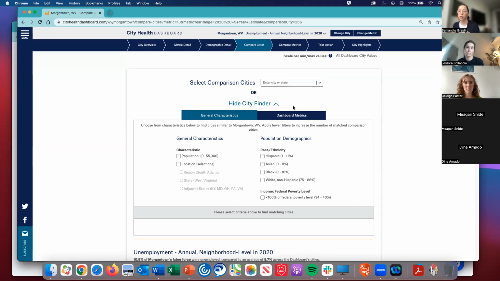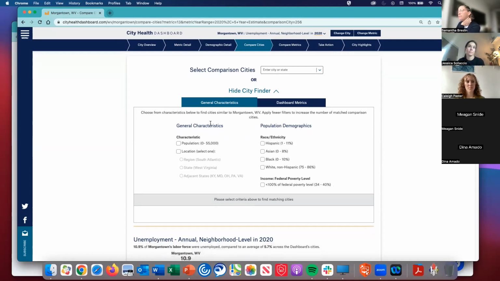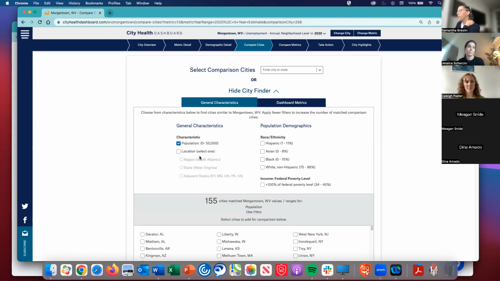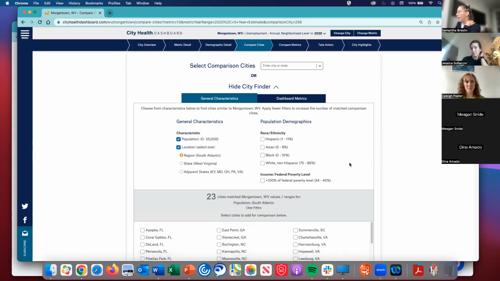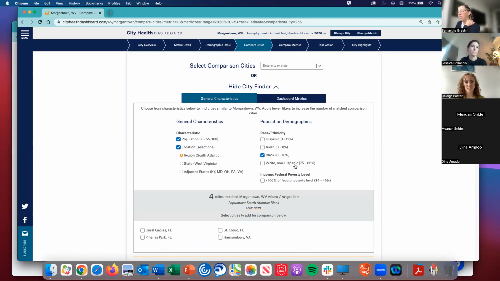And so for those places, or those people, or those users, perhaps they want to find other cities that match whatever's happening in their city. So we have the City Finder, which allows the user to select the filtering criteria that makes most sense to them and their work, to identify potential peer cities. So you can filter by population size, for example, maybe location. We have South Atlantic, and then perhaps we want to look at cities that have a similar Black population.